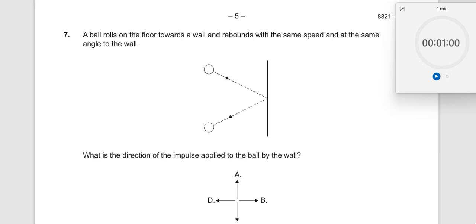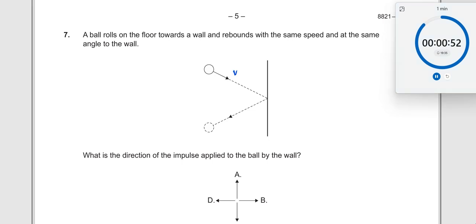Okay, now the seventh problem. This will take a long time, but anyway, we need to do this. A ball rolls on a floor towards a wall and rebounds with the same speed. This velocity is v. This velocity is also v, right? Same speed and same angle to the wall, which means what? If this is my horizontal over here, let us say this angle is theta. This angle should also be theta.